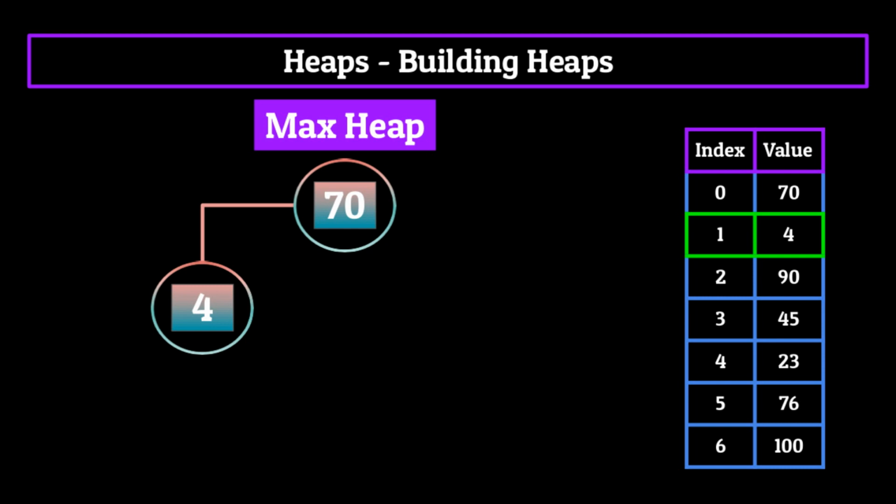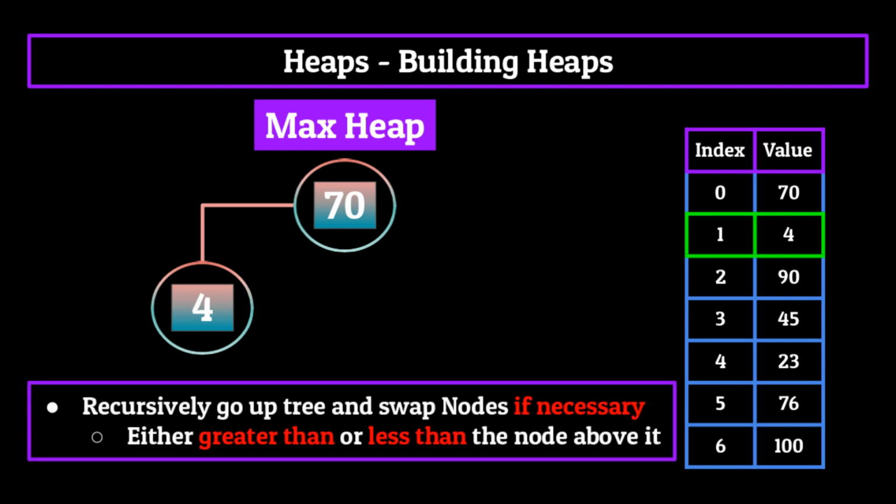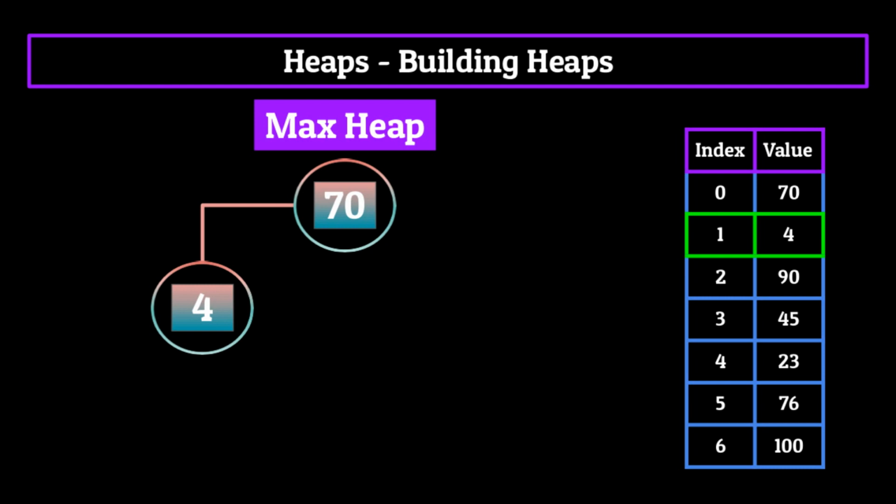The final step is to recursively go up the heap and swap nodes if necessary. Now when we say if necessary, we mean that if the node we just added is more extreme, either greater than or less than the node above it depending on the type of heap that we're trying to create, we swap them to maintain order amongst the heap. Since we're building a max heap and 70 is greater than 4, no swaps are necessary in this case. Now we just simply repeat steps 2 and 3 until we've built our heap.